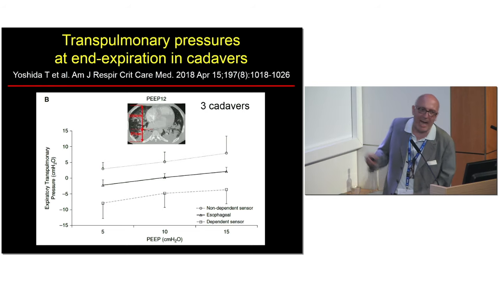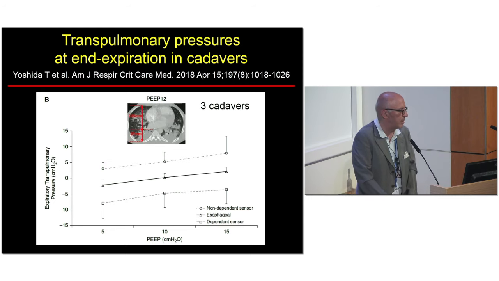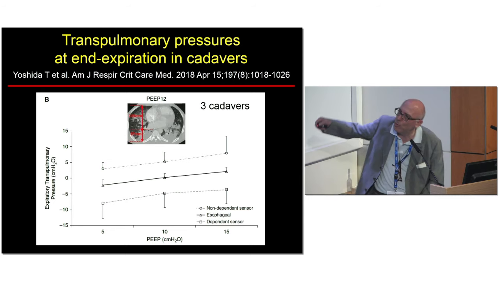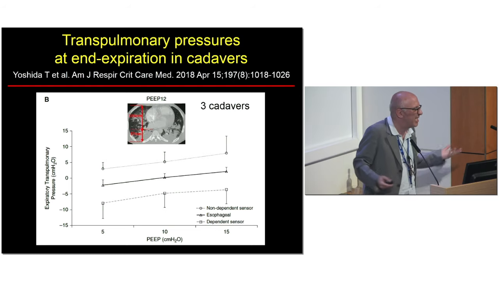Now there are new data in 3 cadavers, so very limited. And you see again, this is the expiratory transpulmonary pressure, directly measured, and the PEEP level. And you see that again, they also found that in non-dependent, compared to the dependent, the transpulmonary pressure is negative, so pleural pressure is positive here, and in the middle, the esophageal represents, again, the middle, even in the cadavers. So exactly our data reproduced. But you see how much difference between non-dependent and the dependent regions. We are talking about 5-6 centimeters of water difference in absolute terms.